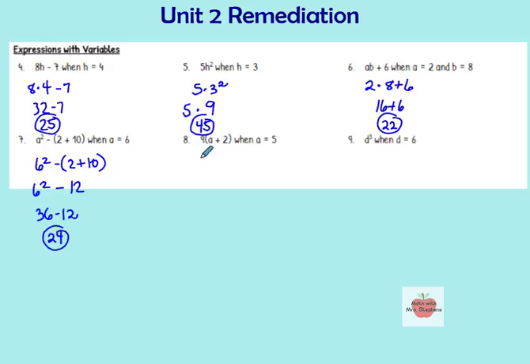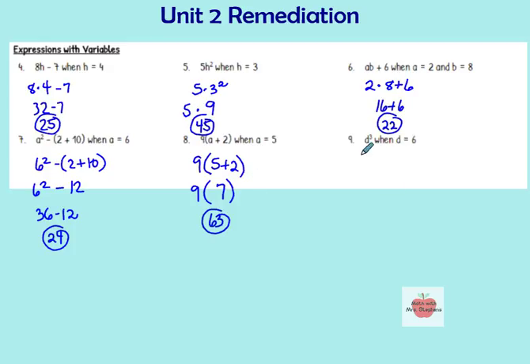Number 8, 9 times the sum of a plus 2. A is 5. 5 plus 2 is 7. Remember, this represents 9 times 7. 9 times 7 is 63.